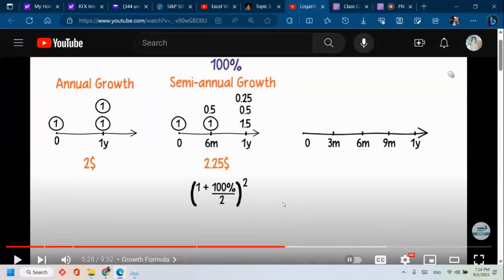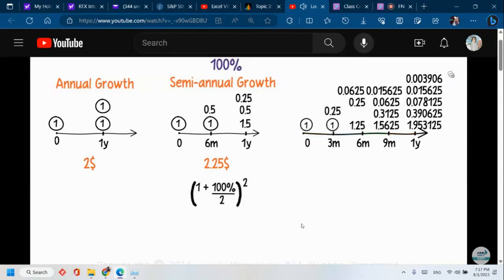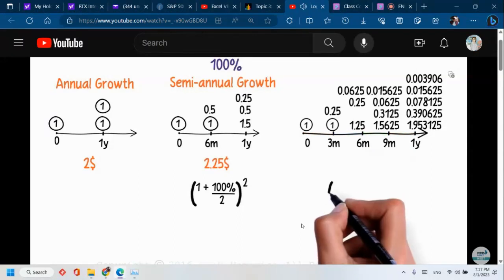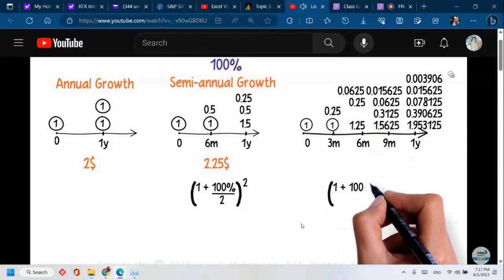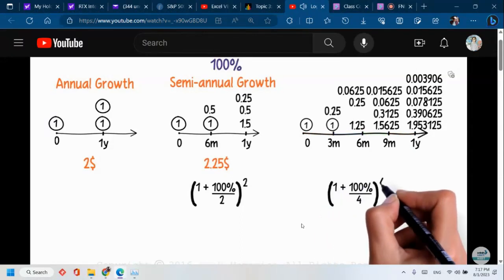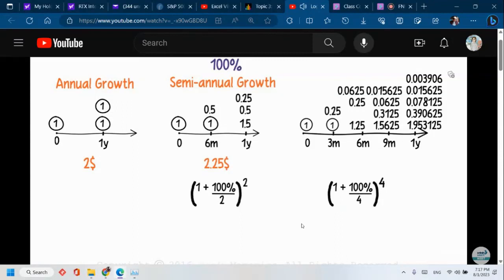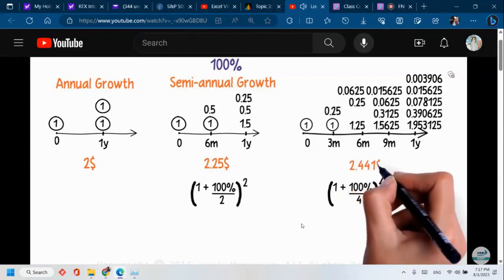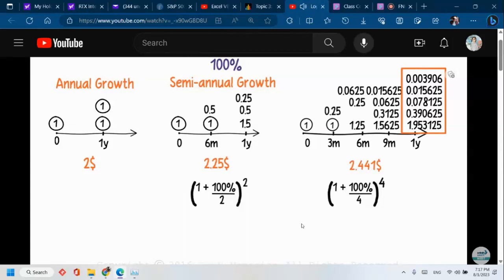So up to this point, nothing new, nothing difficult. We have divided 1 year into 4 quarters. This is how it would look. Looks messy, but it's actually very simple if you've understood the concept. It's 25% growth every quarter. The formula would change to 1 plus 100% over 4, the whole raised to 4. We would approximately get $2.441 at the end of the first year.